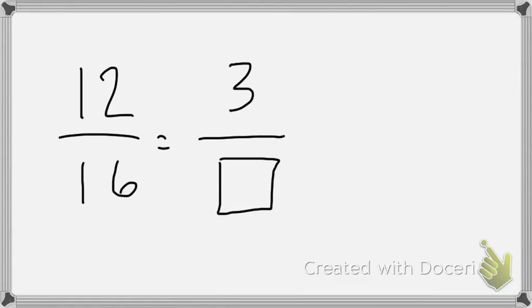They'll also have problems that make the fractions smaller, when we're reducing them. 12 is becoming a 3. So how do we make a fraction smaller? We divide. We're reducing. So how did we change a 12 into a 3? We divided it by 4. So we're going to do the same thing to the denominator. 16 divided by 4 is 4. So your answer would be 4.